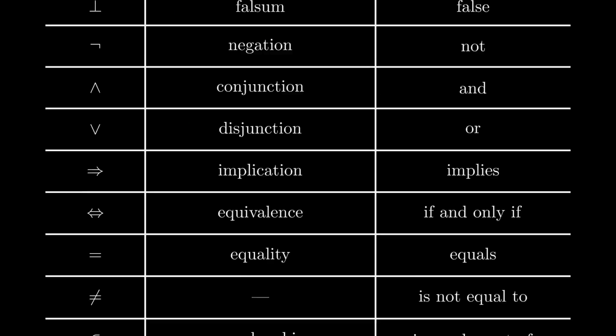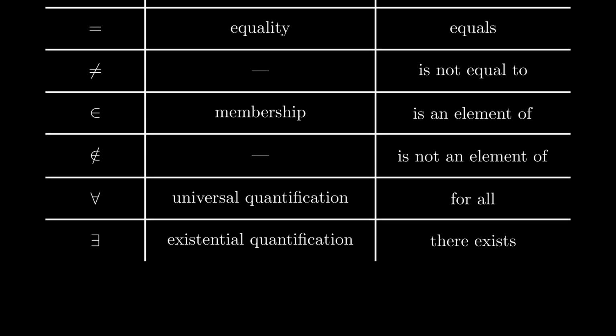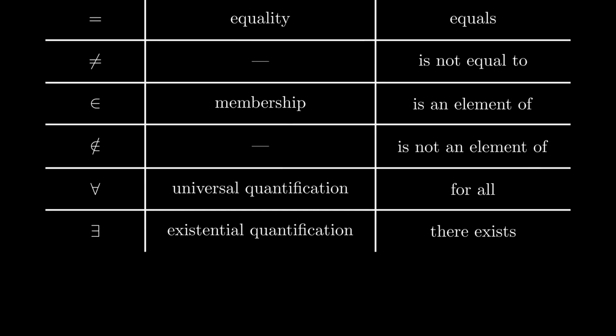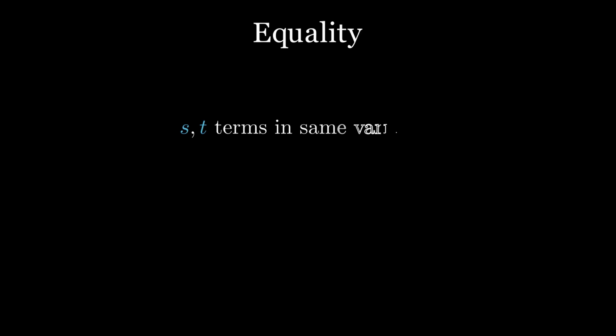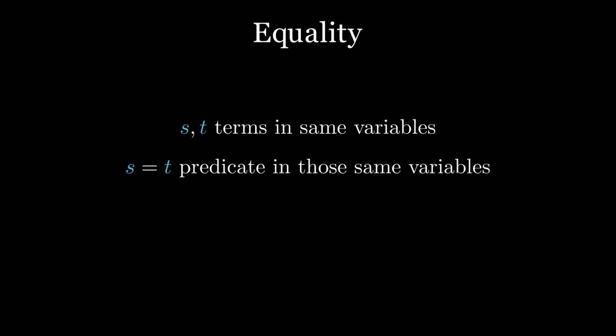Okay, let's see what new types of predicates we can form. Because many of these have more complicated rules than what we've seen so far, I'm going to introduce all the types of predicates we need first, then introduce the rules for them after. We have a new basic predicate, equality. If s and t are terms in the same variables, then s equals t is a predicate in those same variables. This tells us that s and t are in fact the same object.